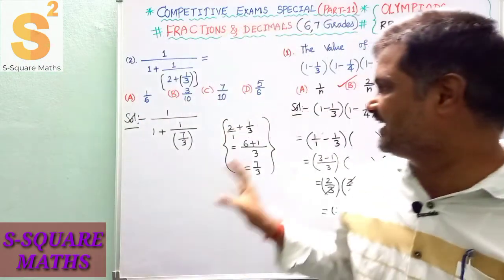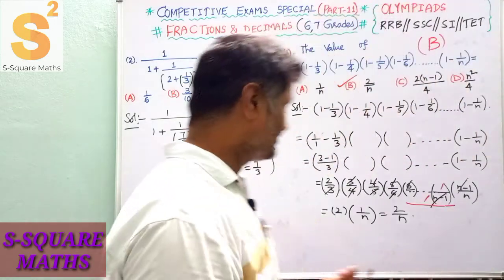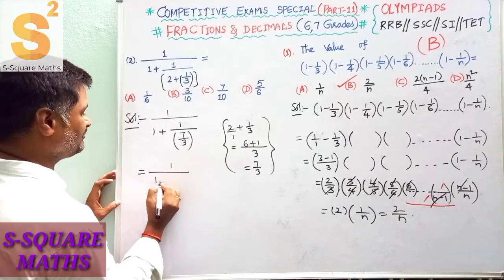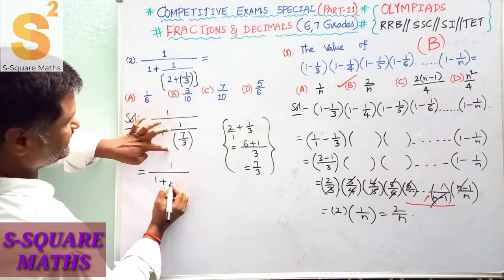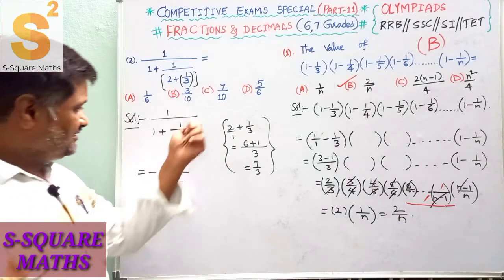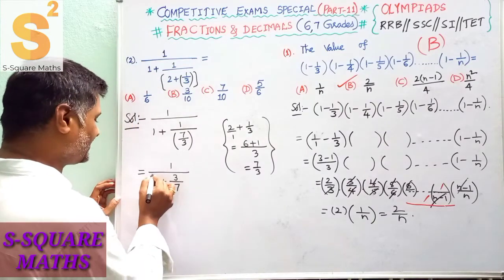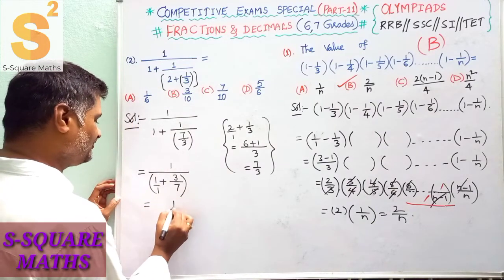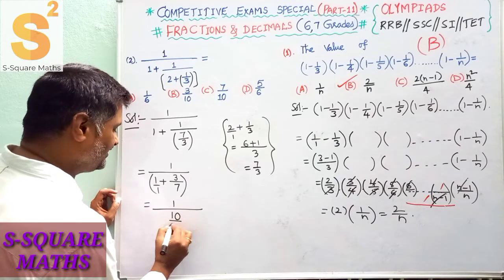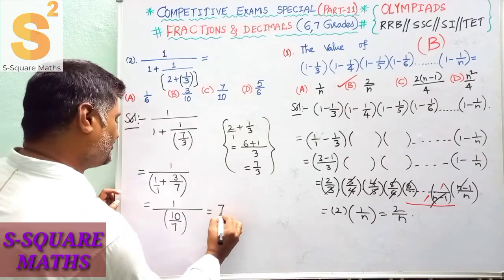Please be careful at this step, students. Next step: 1 by 1 plus, since it is 1 by 7 by 3, you have to write 3 by 7, by the fractions' denominators part. Next, again taking the LCM, 1 by, here you can write 10 by 7 after the LCM. Next finally here it is 7 by 10.